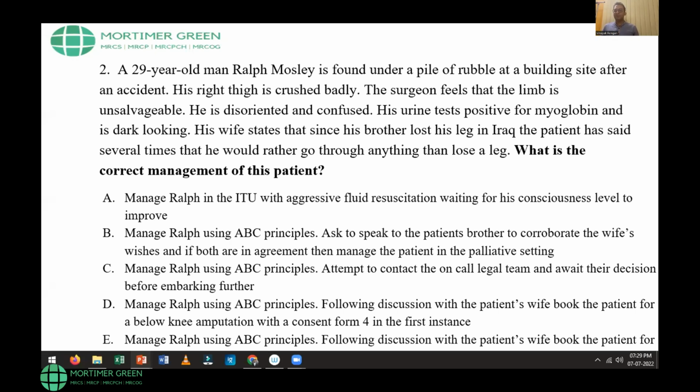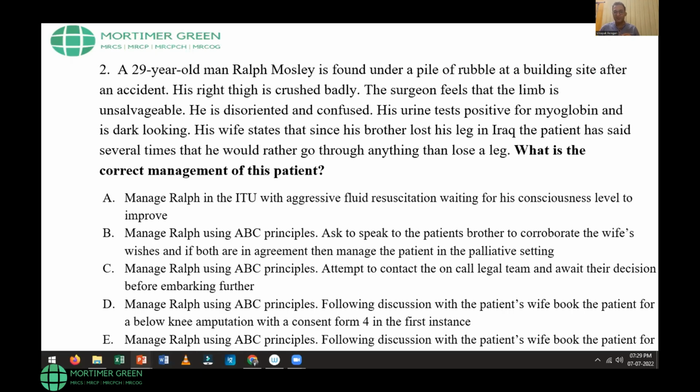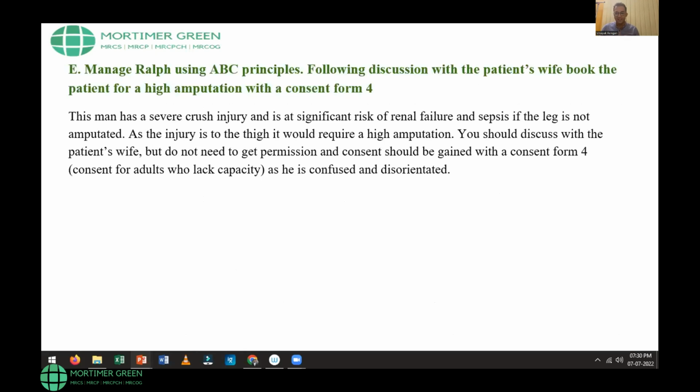Manage Ralph using ABC principles. Following discussion with the patients, book the patient for a below knee amputation with the consent form 4. Now here is where they are testing your clinical aspect as well. The option E is booking the patient for a high amputation, and option B is booking the patient for a below knee amputation. I don't know if you're able to see on the screen. The answer is E, which is booking the patient for a high amputation.